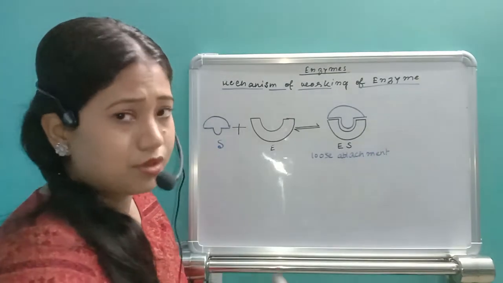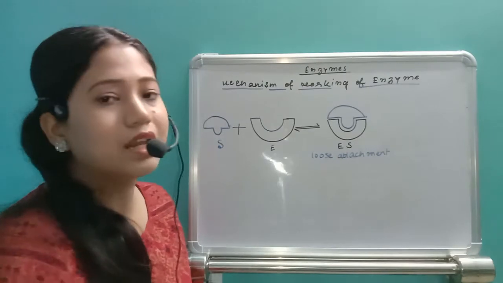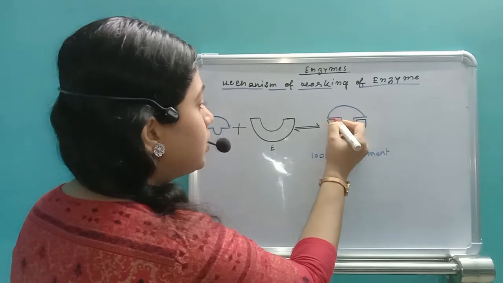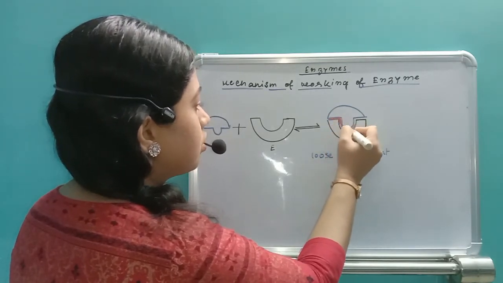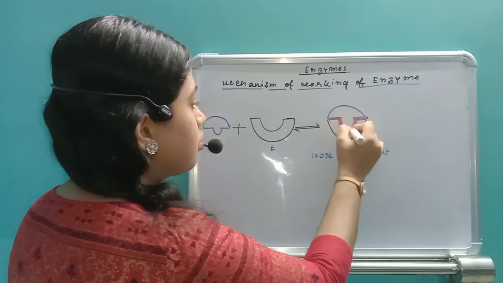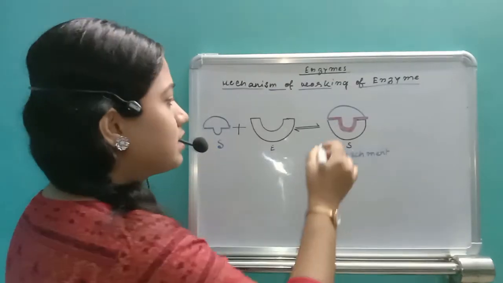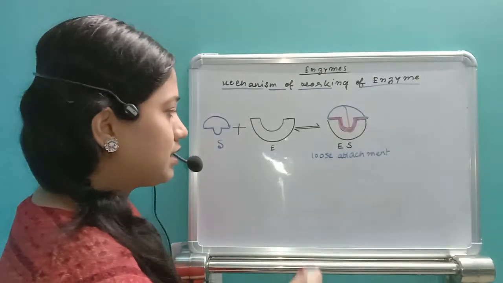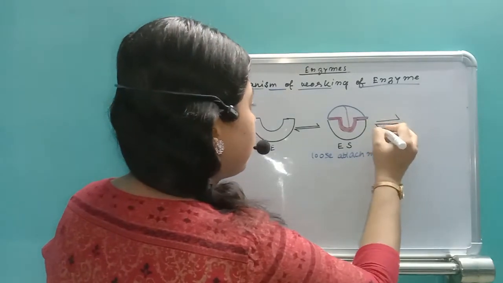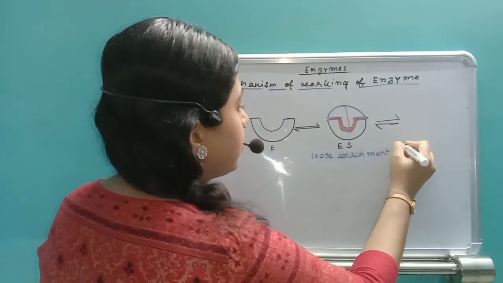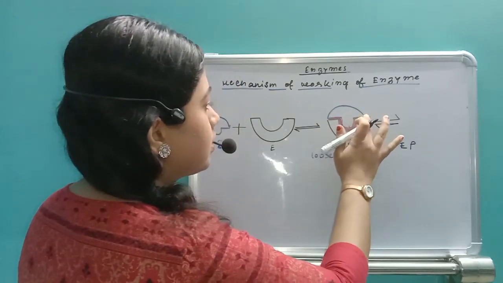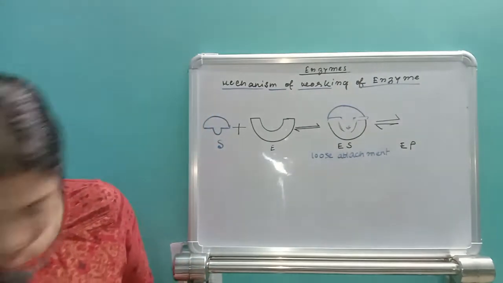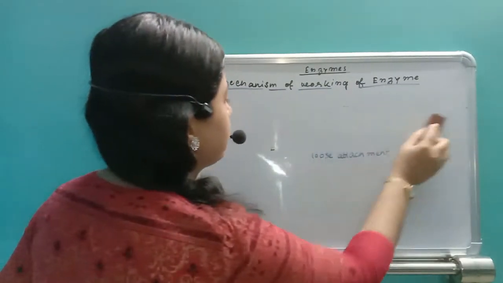Without getting consumed, remember, enzyme will never take part in the chemical reaction. Without getting consumed, this enzyme will change the chemical structure of the substrate, and the substrate will be converted into product. Then the next step will be the product formation going on. So this will be called EP. So first of all, just a transient state has been formed. Let me change it a little so that you can see properly.